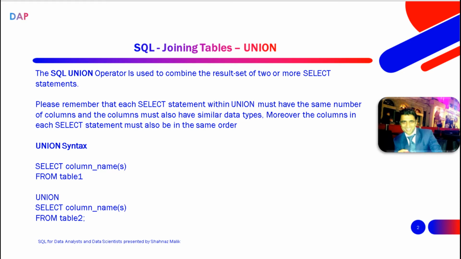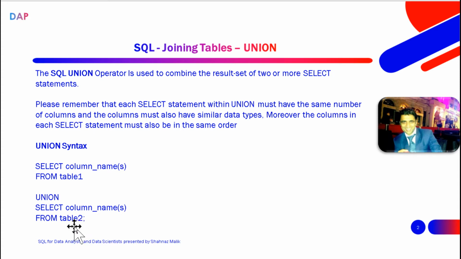Now, if you need to check a simple union syntax, that's given here. You see select column names from table 1, union, select column names from table 2, and this table can actually be the same table. It's not necessary to fetch it from two different tables.